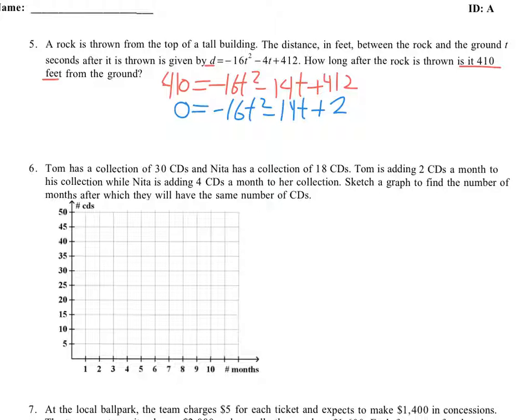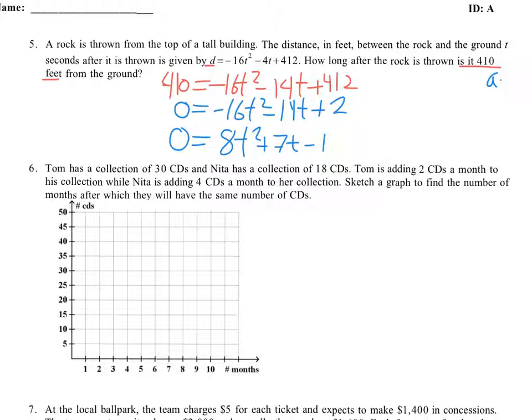I wouldn't mind dividing everything by negative 2 to make this a little bit more comfortable to deal with. And that makes my equation, before I really dive into this, 8t squared plus 7t minus 1. And by golly, that looks factorable. So what I'm going to do is factor this guy.